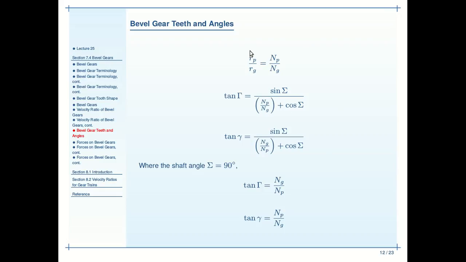So, if we have our velocity ratio, in this case represented by the pitch radius of the pinion divided by the pitch radius of the gear, that's also equal to the number of pinion teeth divided by the number of gear teeth. We can relate the bevel gear tooth angle for the gear as being equal to the sine of the shaft angle divided by the velocity ratio plus the cosine of the shaft angle.